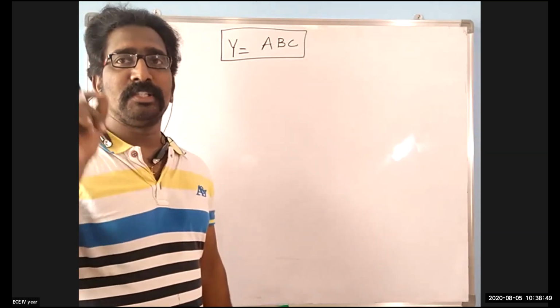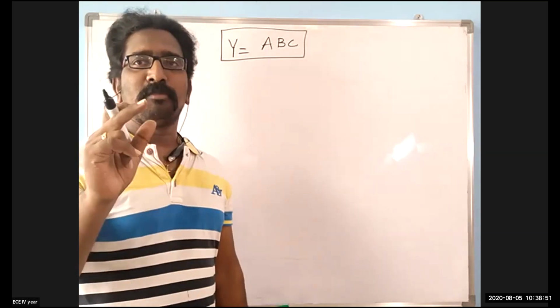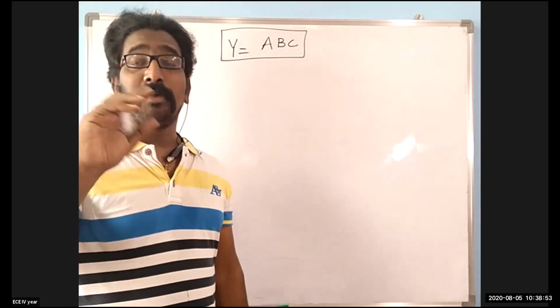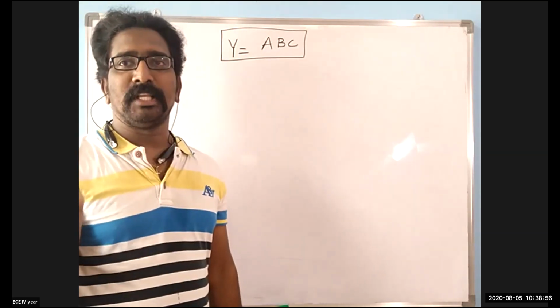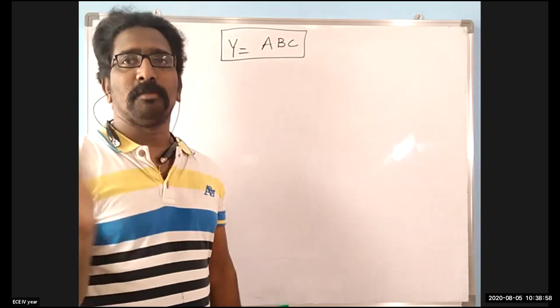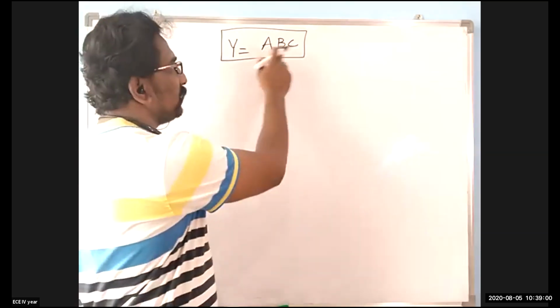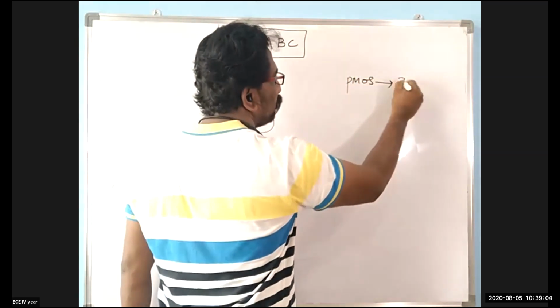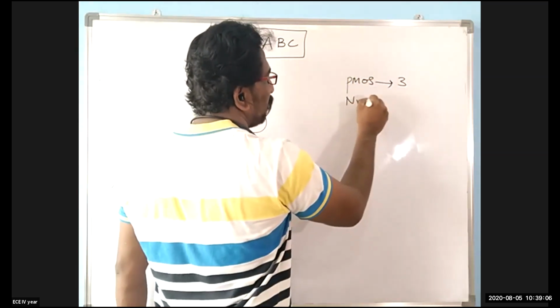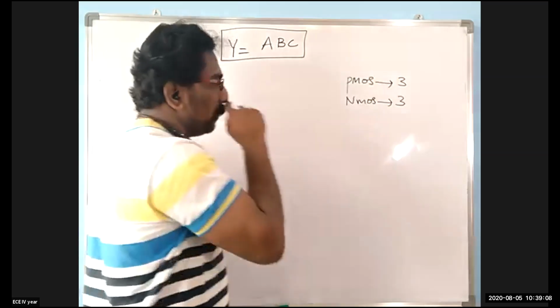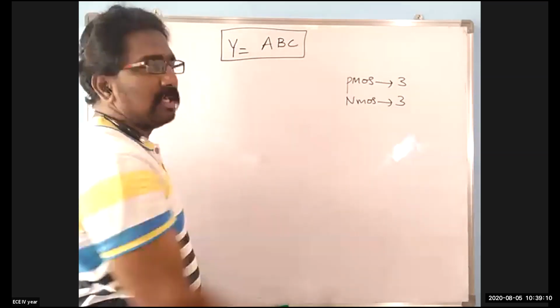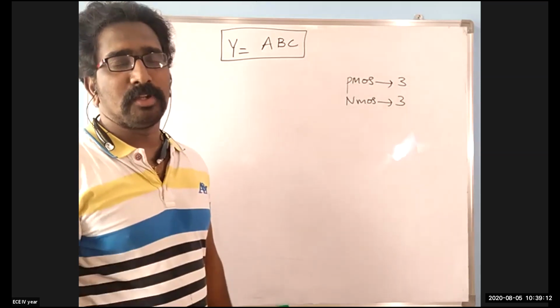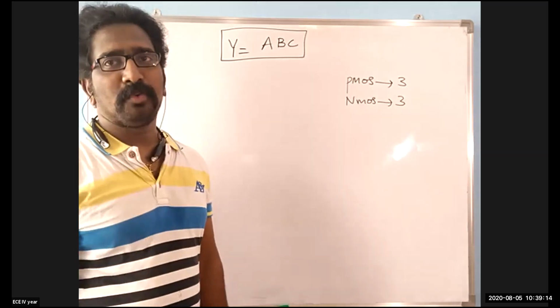Always remember that since it's a CMOS circuit, the number of PMOS and NMOS should be the same. That's nothing else but the number of PMOS equal to the number of NMOS. So now it is ABC, and the PMOS number should be 3 and the NMOS number should also be 3. Now, what is the operator between A, B, and C? The operator is dot product. Sorry, it's a dot. What does a dot mean?